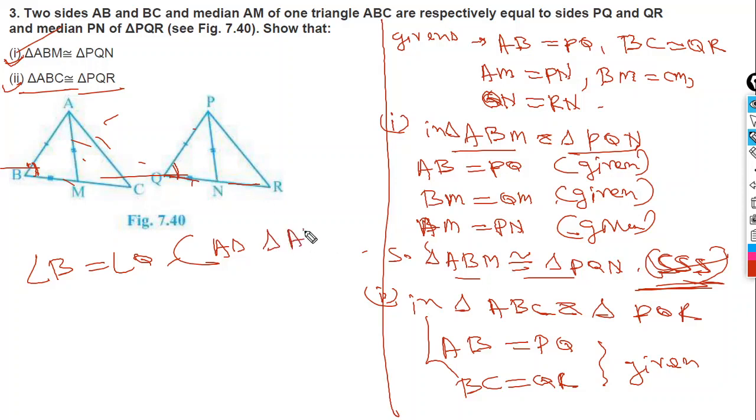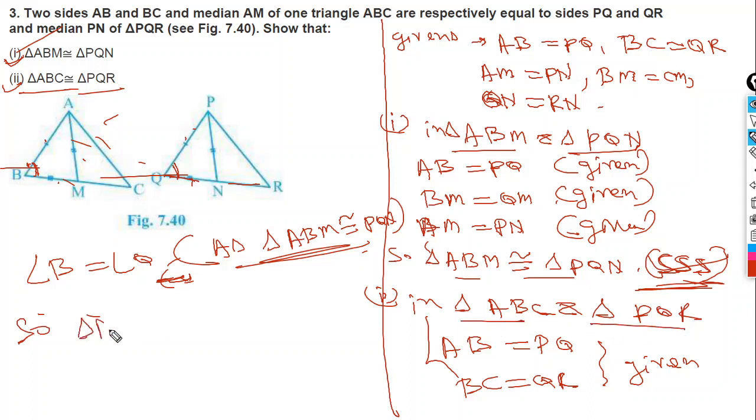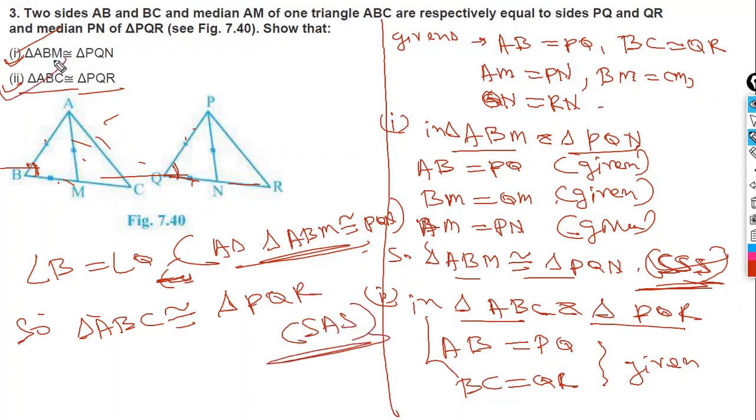Okay? Or you can write CPCT, whatever you like. Now so side, angle, side are congruent, isn't it? So triangle ABC is congruent to triangle PQR. Reason: side angle side. Okay. Now we have proved the second part also. So this is the solution of question number 3.